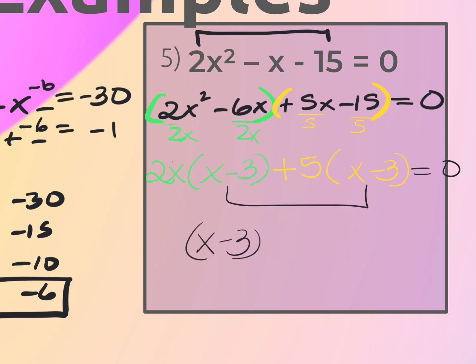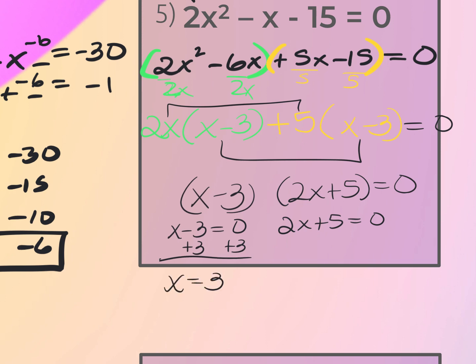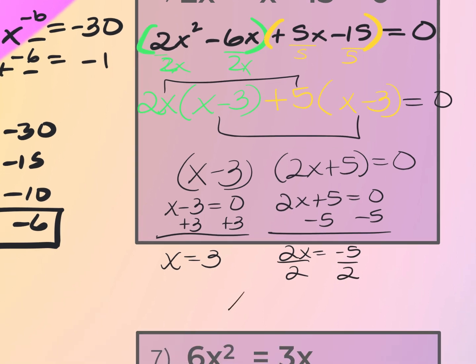Take the two GCFs, put them together in your other binomial, and now set each of the binomials equal to 0. So I'll do the first one, x minus 3 equals 0, then the second one, and then I have to solve each binomial for x. Add the 3 on the first one, x equals positive 3. Over here I'll subtract the 5, 2x equals -5, divide by 2, and x equals -5/2.